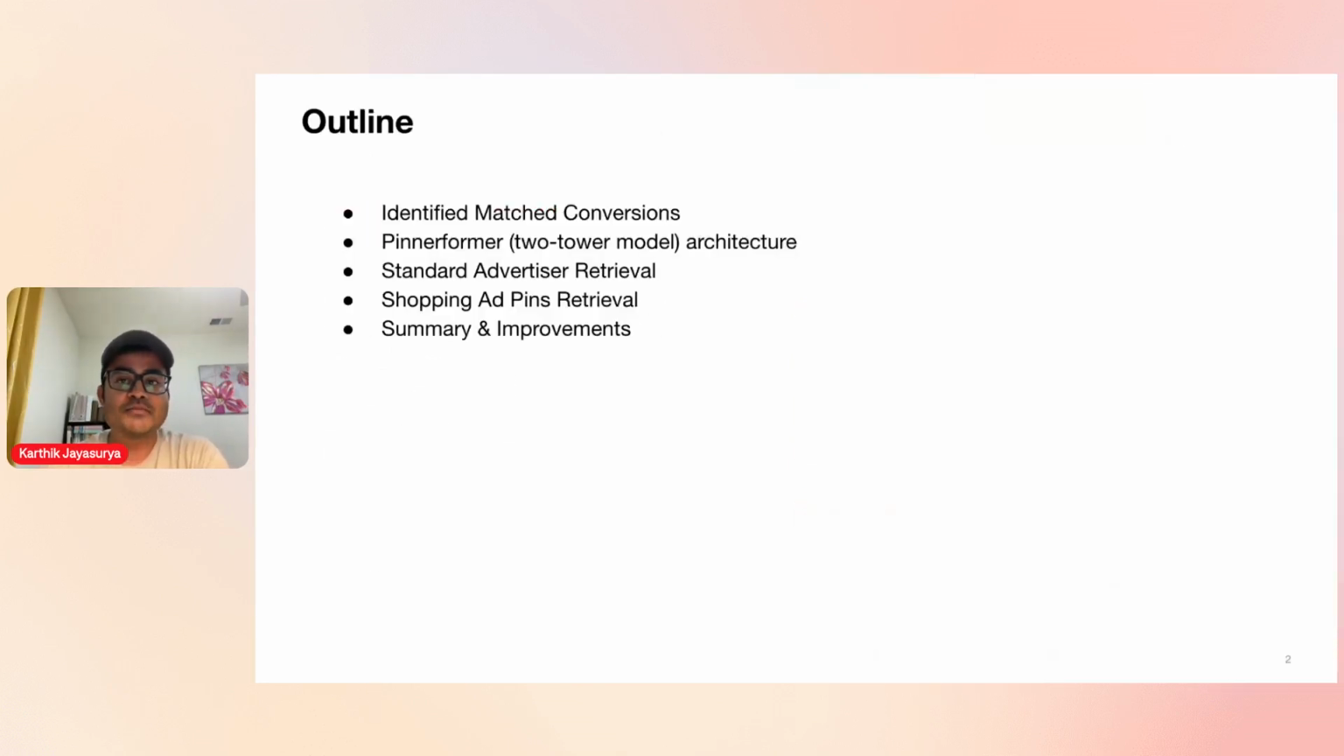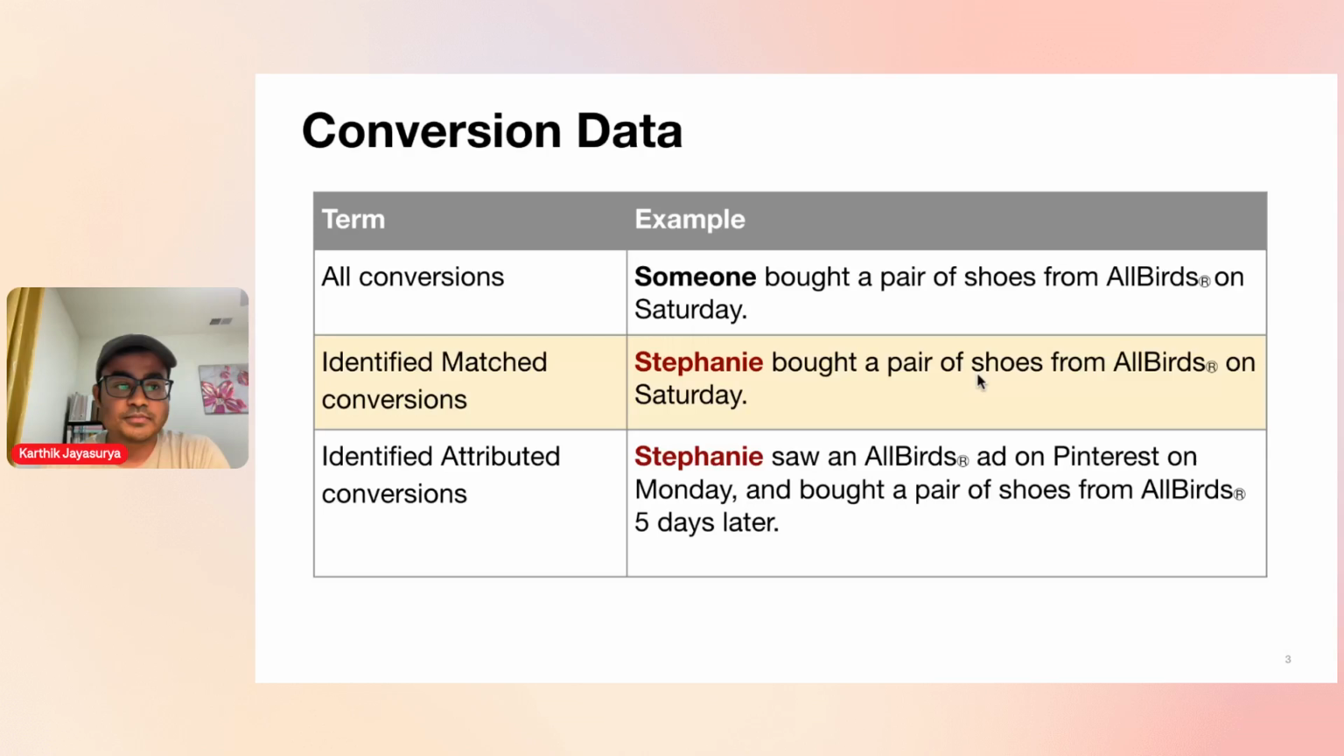So here is the outline that we'll cover today. First, we'll start by looking at some conversion data concepts, especially what are identified match conversions, followed by the Pinner-Former architecture. This is an in-house architecture built by the ATG team a couple of years ago. And then we will look at a couple of use cases where this model is successfully used to retrieve both relevant advertisers and relevant shopping ad pins for our pinners. And finally, we'll conclude with some summary and improvements.